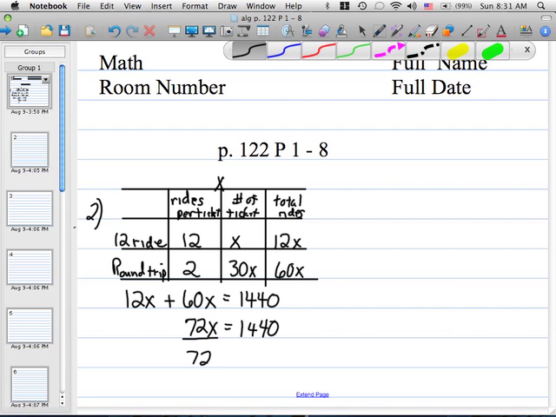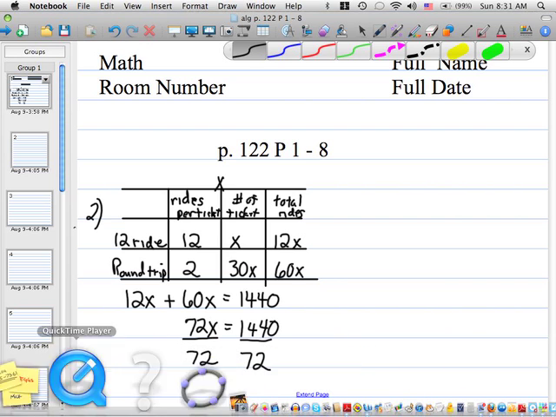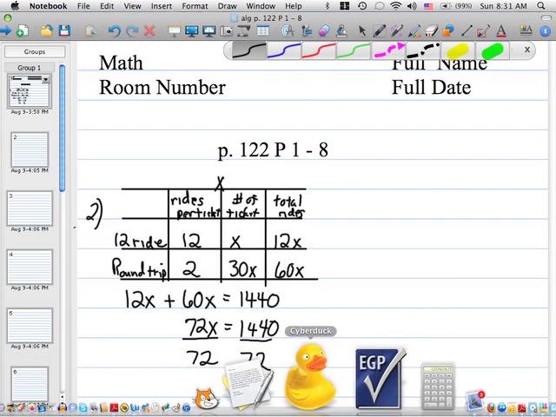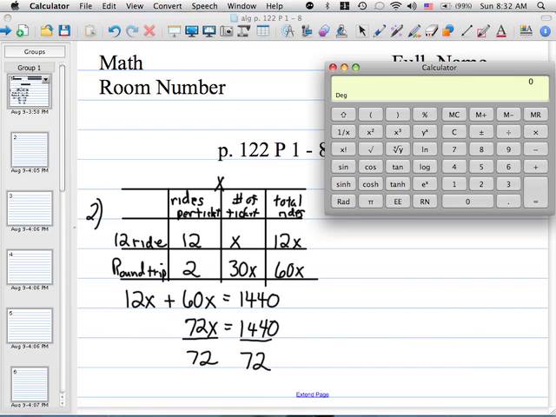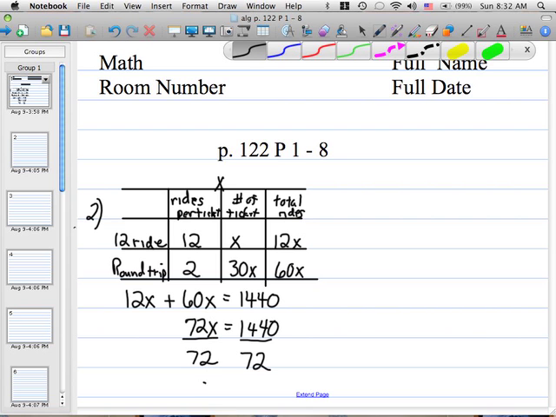Solving for X, divide both sides by 72. And using our calculator, wherever it might be, we take 1,440 divided by 72, and our answer is 20. So X, which is the number of 12 ride tickets, is 20.